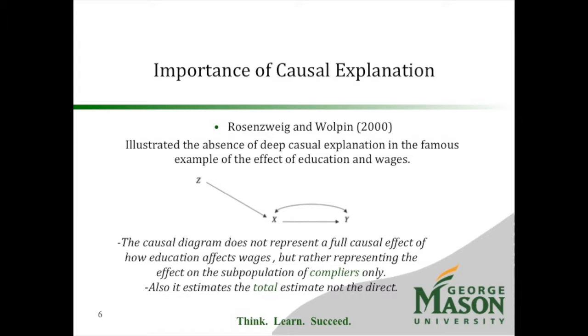However, Rosenzweig and Wolpin illustrated the absence of deep causal explanation in this example. They argued that the causal diagram does not represent a full causal effect of how education affects wages, but rather represents the effect on the subpopulation of compliers only, those whose education is sensitive to the instrumental variable. In other words, their education would be different had they been born in a different quarter. And it also estimates the total effect, not the direct effect.